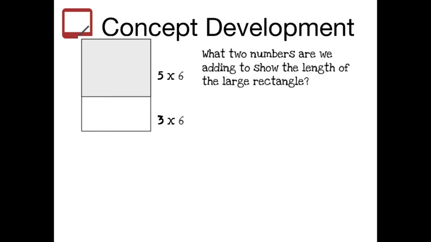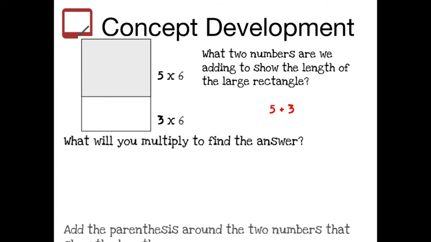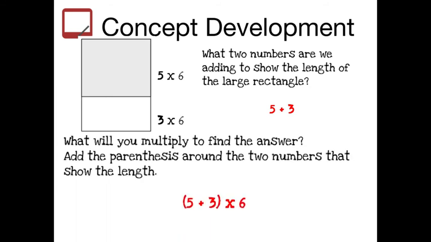Let's look at it a different way. What two numbers are we adding to show the length of the large rectangle? Right, we're adding 5 plus 3. We could write it like this: 5 plus 3 times 6. We will need to multiply, but before we do that, we have to add our parentheses around the two numbers that show the length. (5 plus 3) times 6.